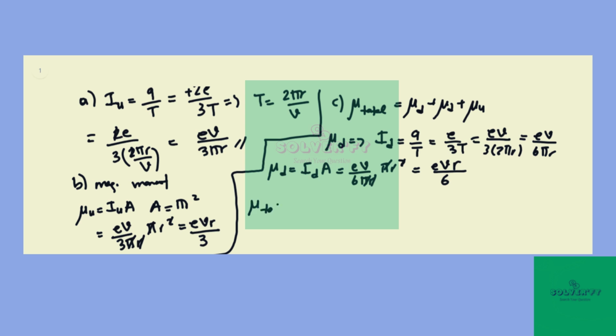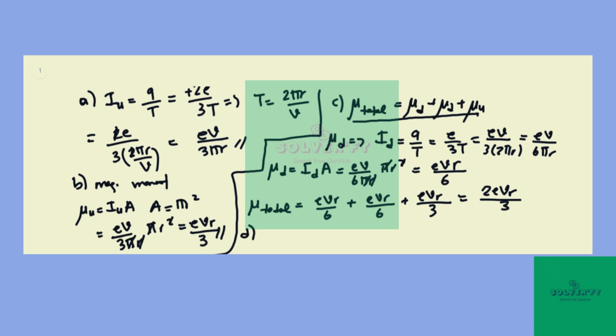So then mu total is going to be equal to evr over 6 plus evr over 6 from this equation that we established, plus evr over 3. Okay, so then the answer would be 2evr over 3 as the total magnetic moment of the system.